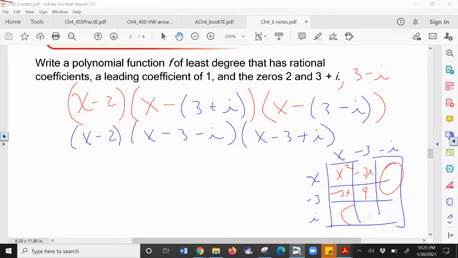And these guys are going to add up to 0, because you're going to have negative ix and positive ix and positive 3i and negative 3i. So I'm not even going to write them. i times negative i, if you remember how that works, i squared is negative 1, so negative i squared is positive 1. So that gives me x minus 2 times x squared minus 6x plus 10. Okay, multiply those together, take a pause, and write the answer.